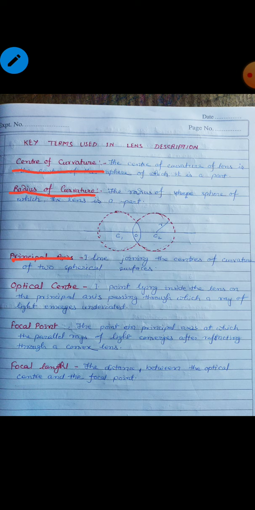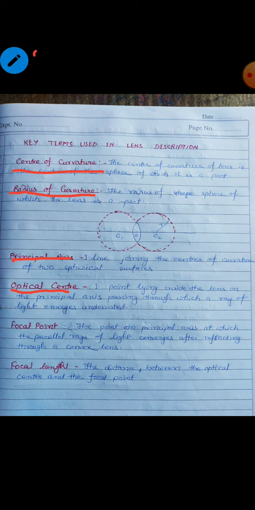Principal axis is the imaginary line joining the centers of curvature of the two spherical surfaces. And next one is, student, optical center. What is optical center? Again, the imaginary point lying inside the lens on the principal axis, passing through which a ray of light emerges undeviated, is called optical center.